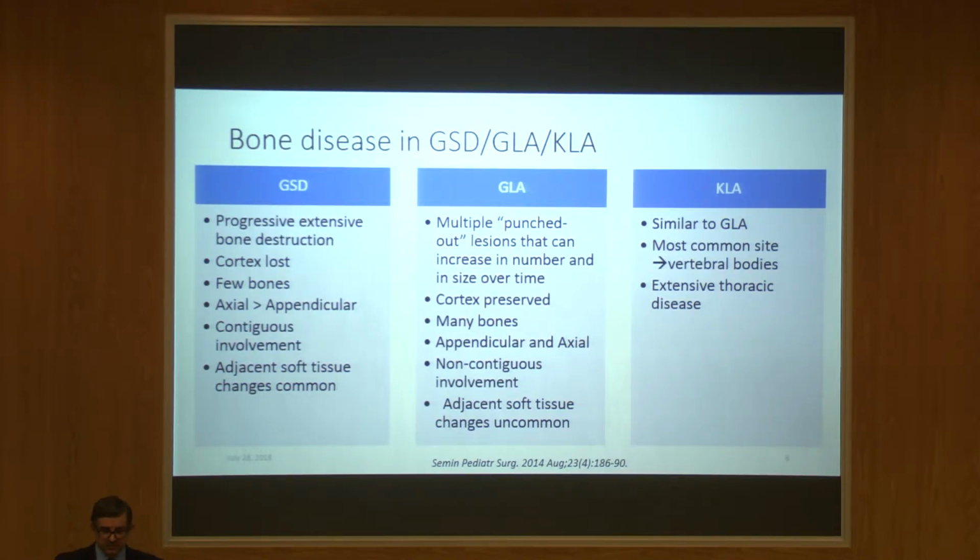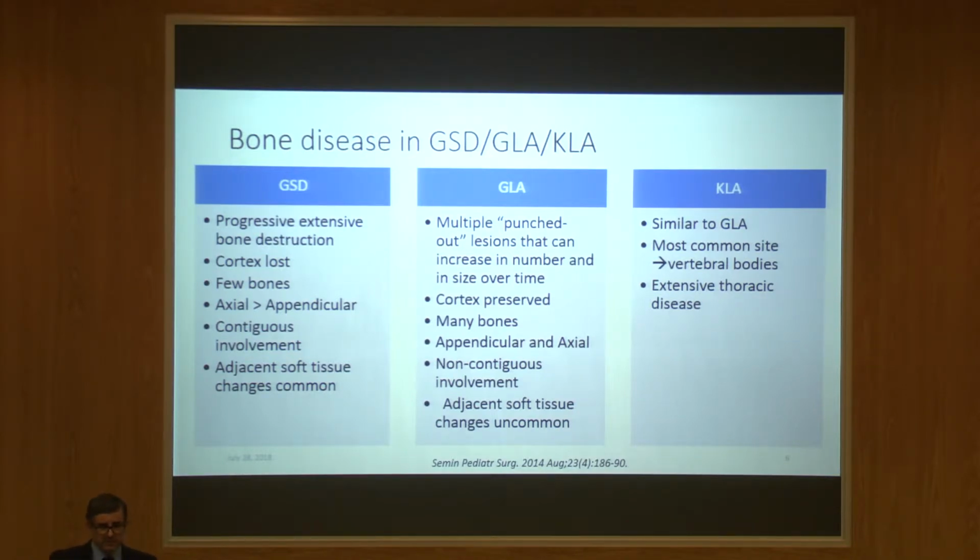Unlike GSD, and this is a big distinction, the cortex is preserved. And then we actually see a little bit of difference in the number of bones that are involved. Usually you see multiple bones, more bone involvement than GSD. And we typically see both appendicular and axial skeleton involvement. And typically we don't see adjacent soft tissue involvement like GSD.